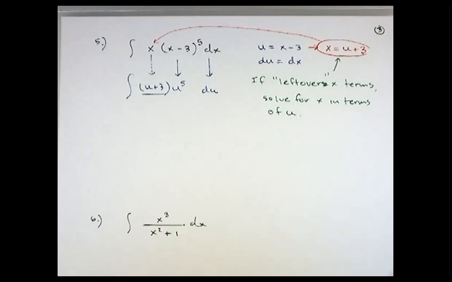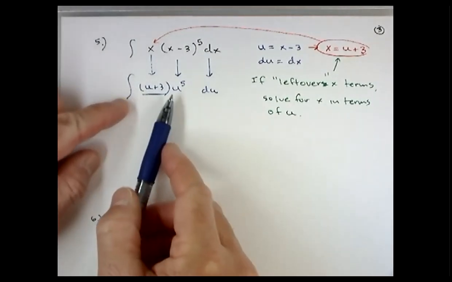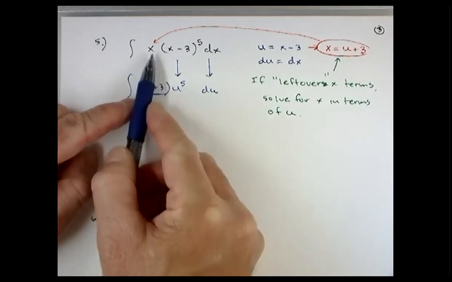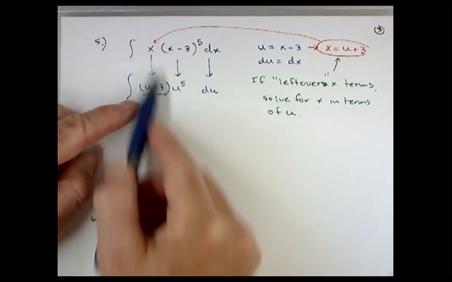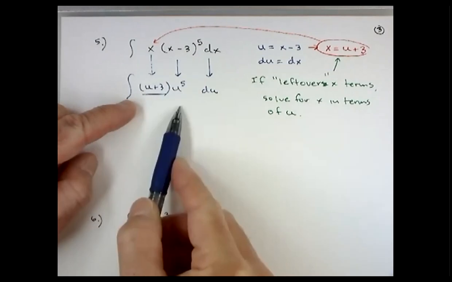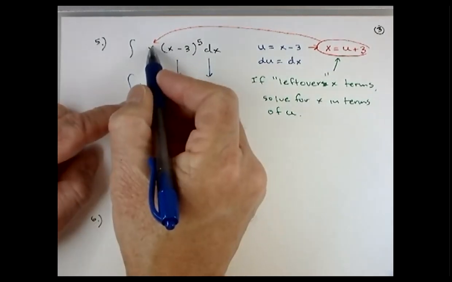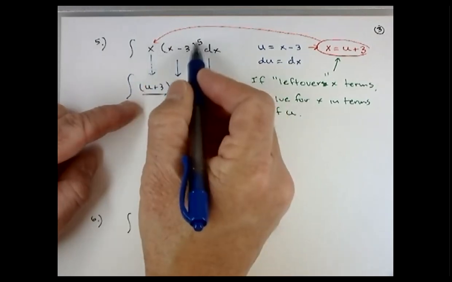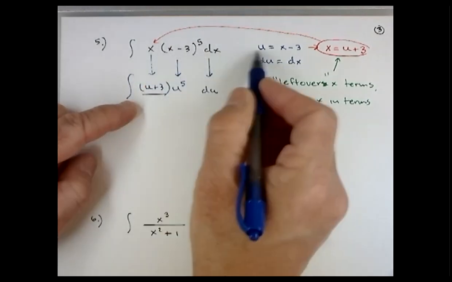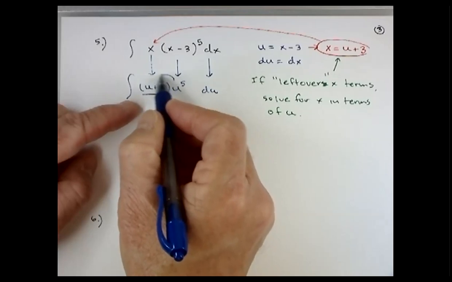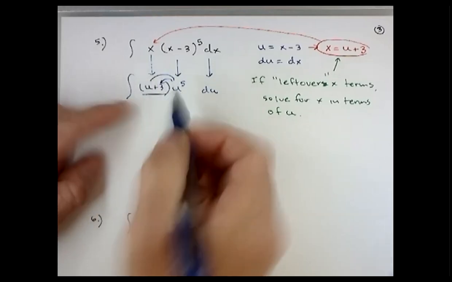Now notice I'm not done. I still have a product, right? This was a product, this is a product, and we can't just integrate one and then integrate the other when you have a product. But what's much nicer about this is that you can't just distribute the x into the x minus 3 to the fifth because you'd have to FOIL that out, but this is just u to the fifth, which I can easily distribute.